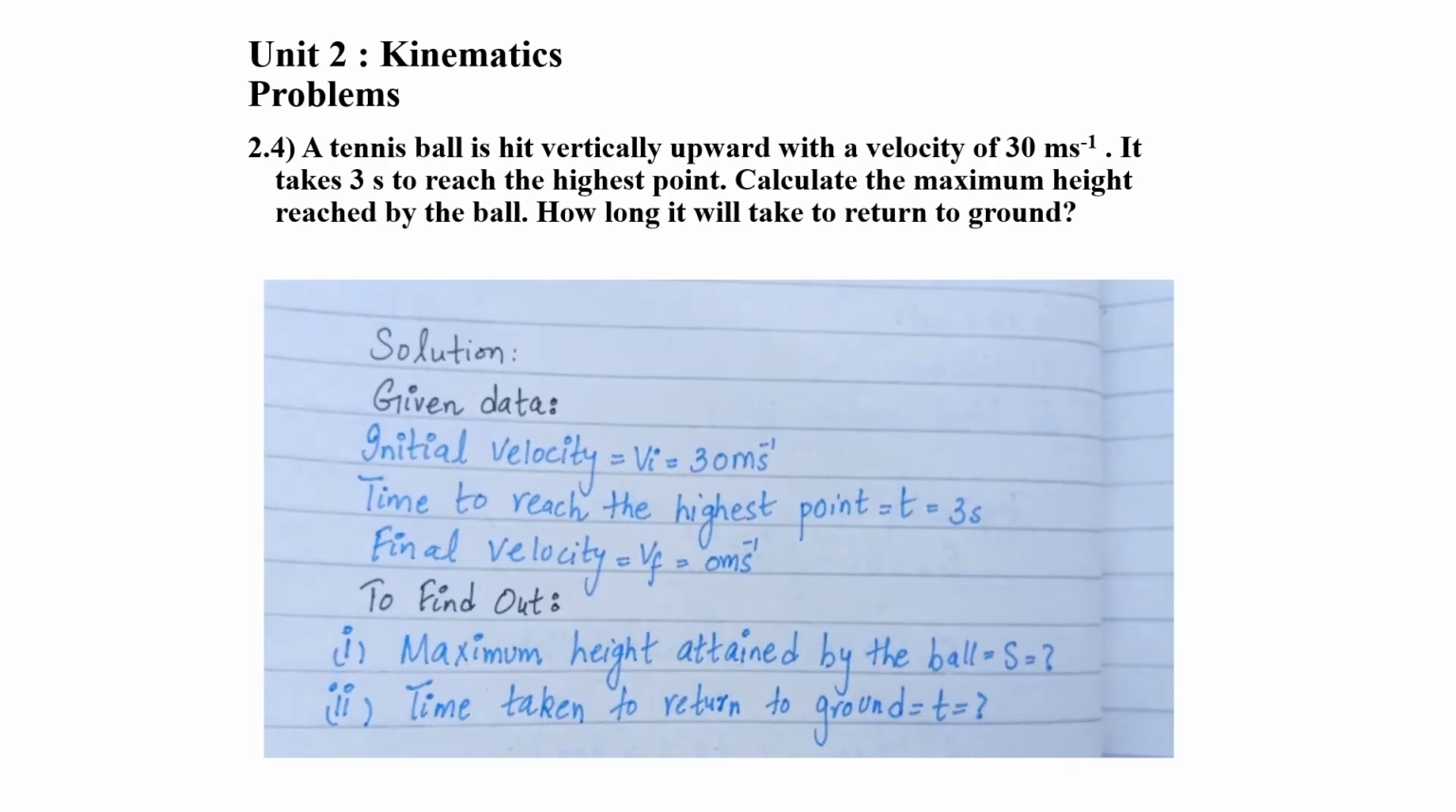So problem 2.4 is: a tennis ball is hit vertically up with a velocity of 30 meter per second. It takes 3 seconds to reach the highest point.